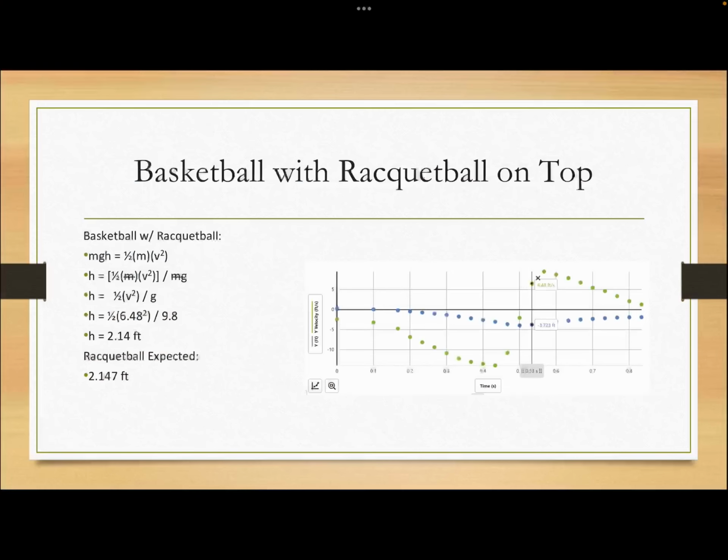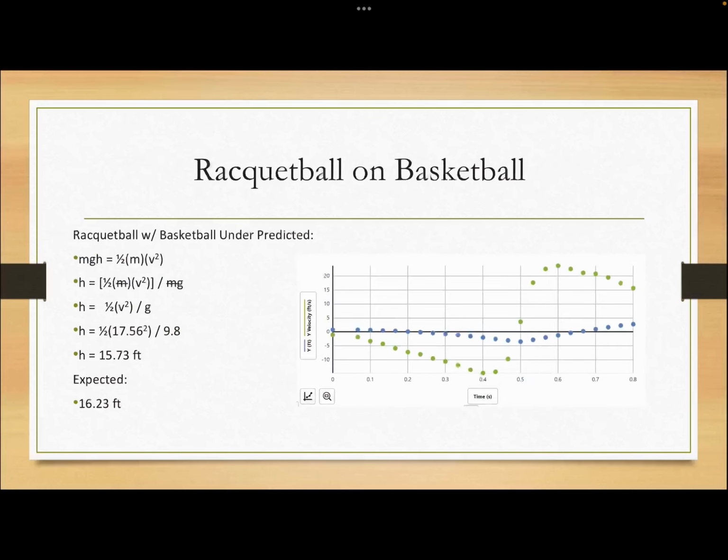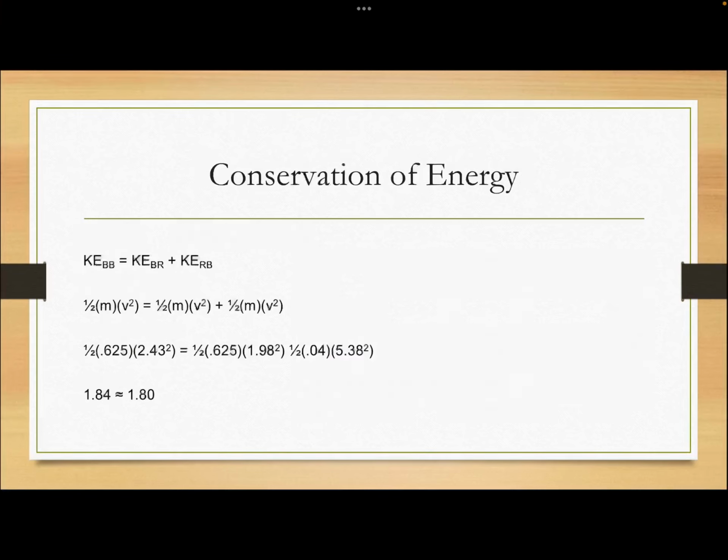And once again, we included this graph on the right. We also did the racquetball and the basketball to find the height of the racquetball, and the height came out to 15.73 feet. The expected was 16.23 feet. This was a little bit more off, but still very close when you consider that these numbers are higher than the other numbers. So now we wanted to prove that the energy in the system, because this was an isolated system while we did it, was still conserved.